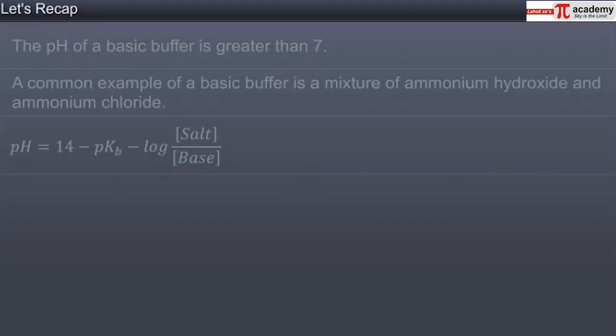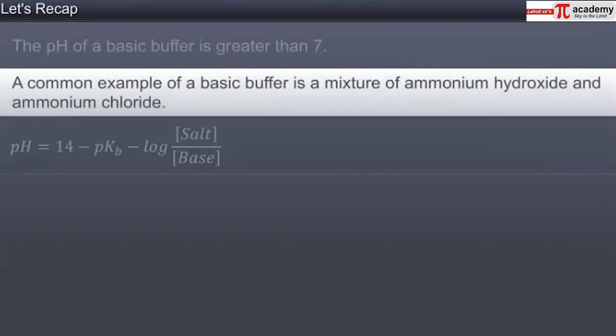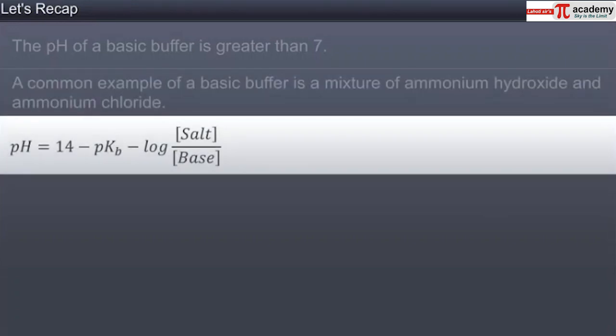You have now reached the end of this module. In this module, you learned that the pH of a basic buffer is greater than 7. A common example of a basic buffer is a mixture of ammonium hydroxide and ammonium chloride. The pH of a basic buffer is equal to 14 minus pKb minus log of concentration of salt by concentration of base.